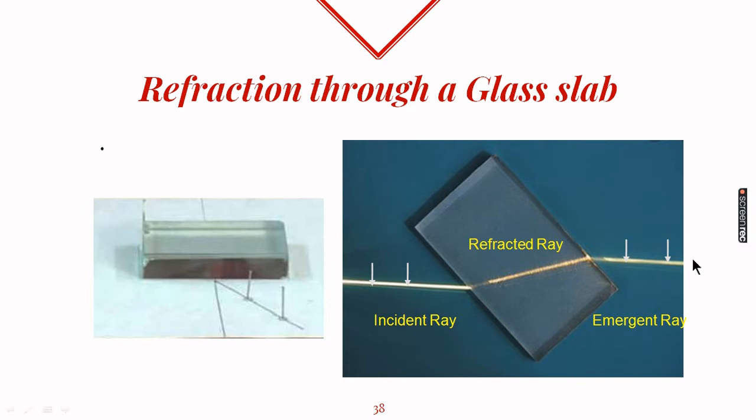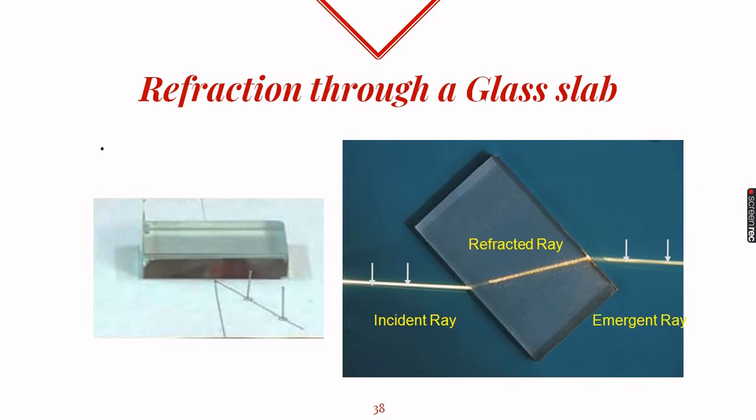Then we remove the pins and join the marks made by the pins. Join them with each other and then join them with this glass slab. Now we remove the glass slab and all the pins. So we have made this emergent ray, and this was our incident ray. We know that the incident ray is entering the glass slab here and it is coming out of the glass slab from here. It means that this ray has bent along this path, which will be our refracted ray. So now we have made three rays: incident ray, refracted ray, and the emergent ray.